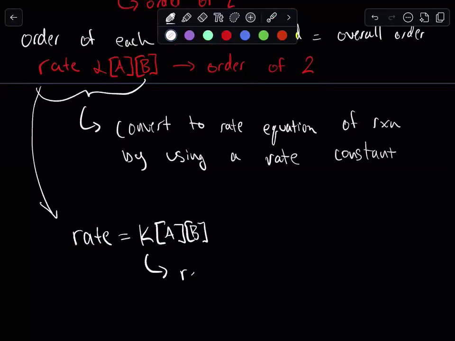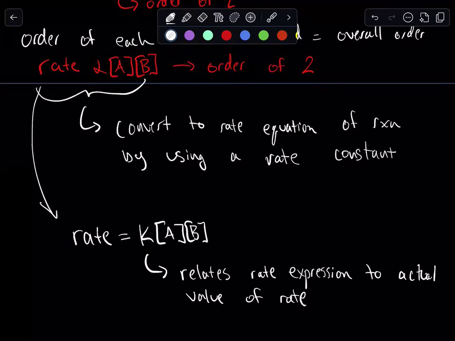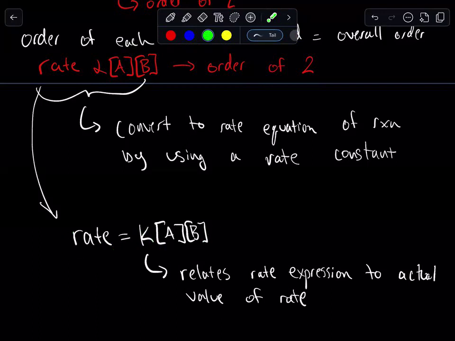So that K relates rate expression to actual value of rate. We can see that even with this equals K times is just the equivalent of a proportionality. This is some constant that shows us how rate is proportional to A and B. So this is just math at this point, but that is how we get our actual rate by using the rate constant K.